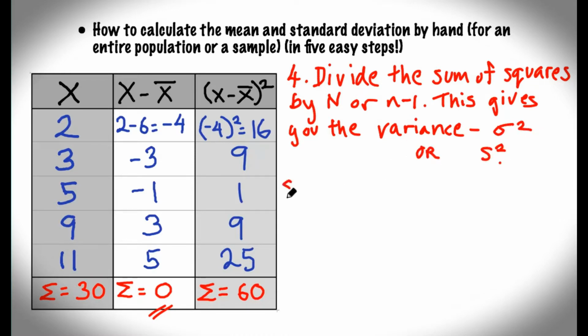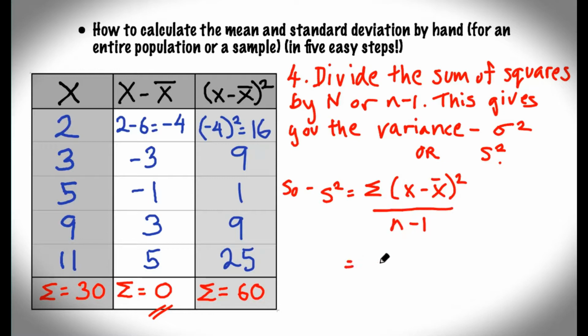So here I'm going to calculate s squared, and I'm going to take my sum of squares, 60, and I'll divide it by n minus 1, or 4, and I'll end up with my variance of 15.